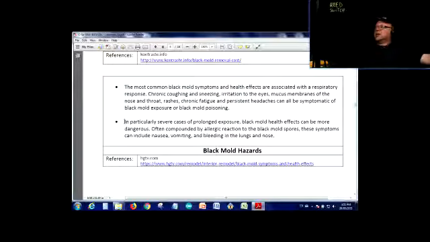Now, in particular, severe cases of prolonged exposures, black mold health effects can be more dangerous, often compounded by allergic reaction to black mold spores. Those spores are basically those little things that grow out of it. These symptoms can include nausea, vomiting, bleeding in the lungs and nose. Do I need to be a doctor to tell you that it's not good to have bleeding lungs? I don't think I need doctor's credentials. It's not good to have bleeding lungs. I can say that, right? And not get in trouble.